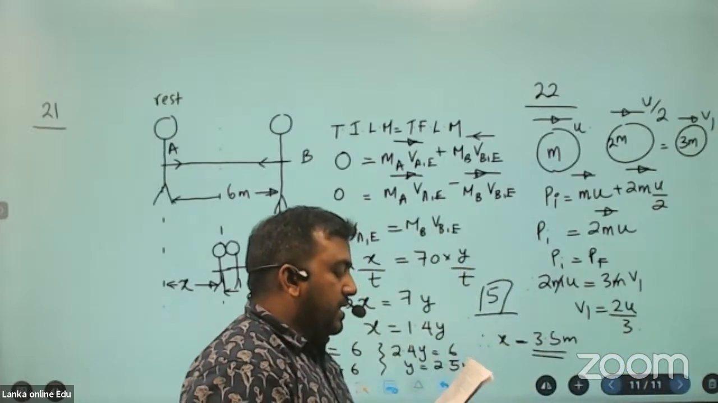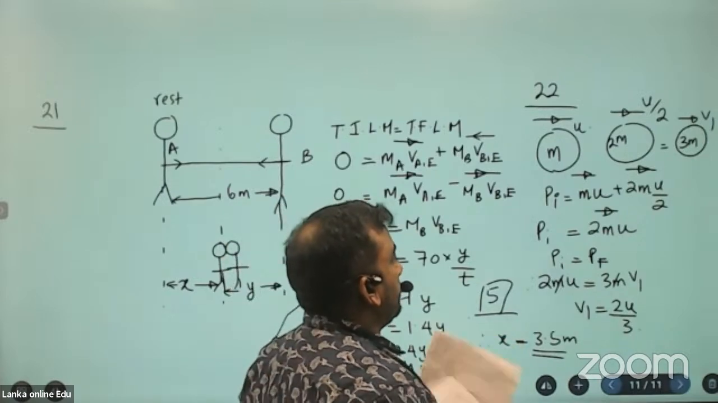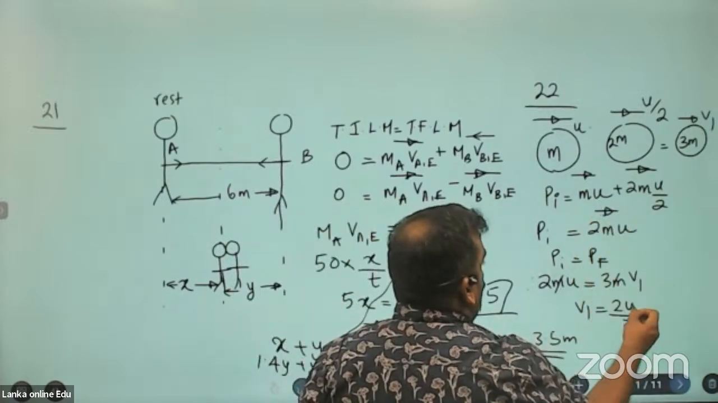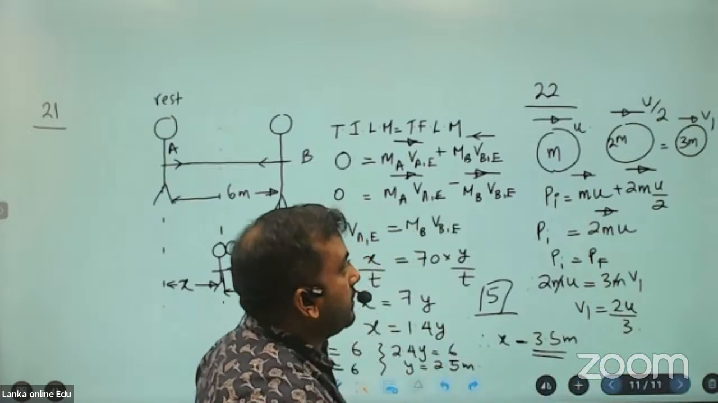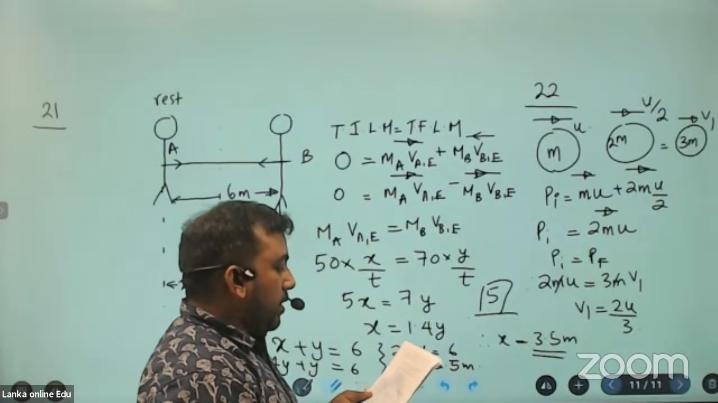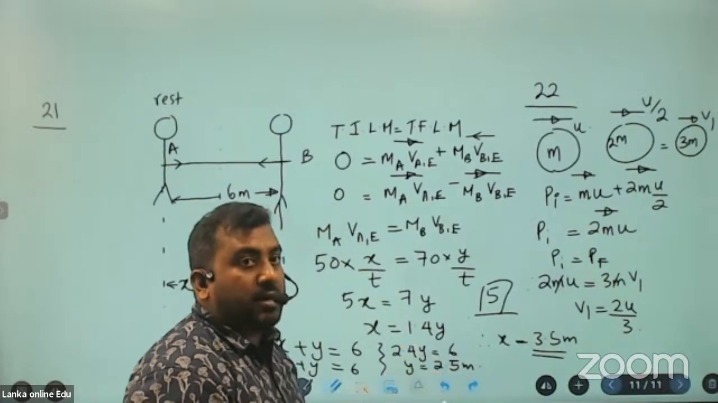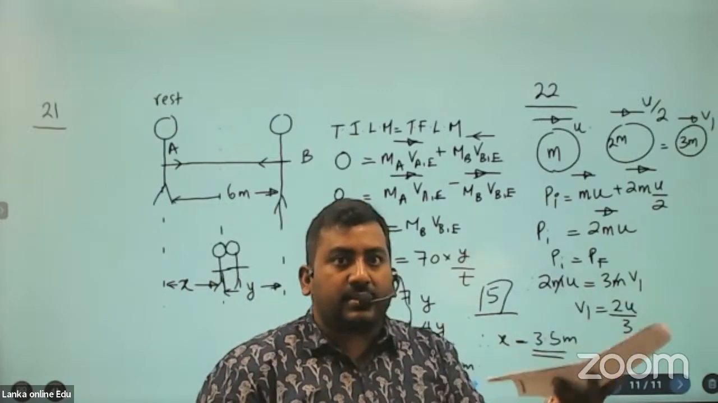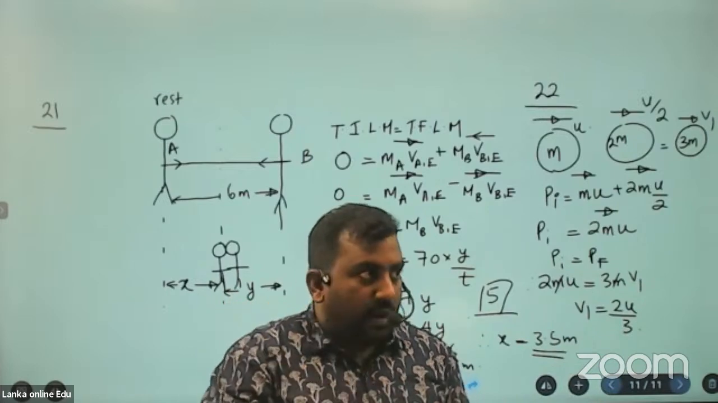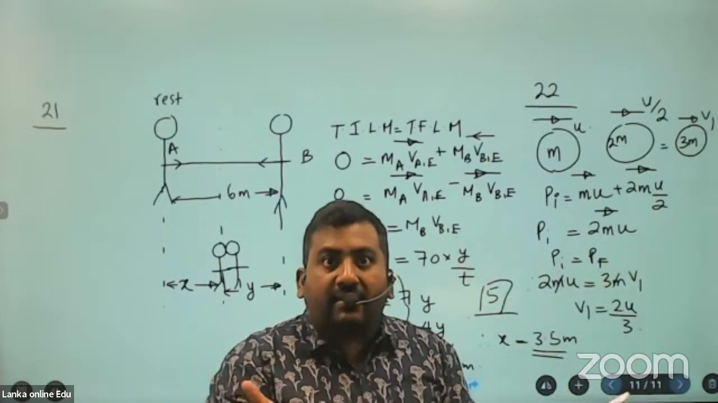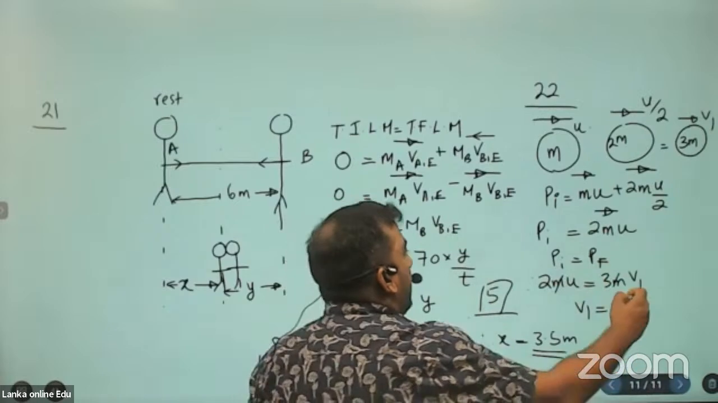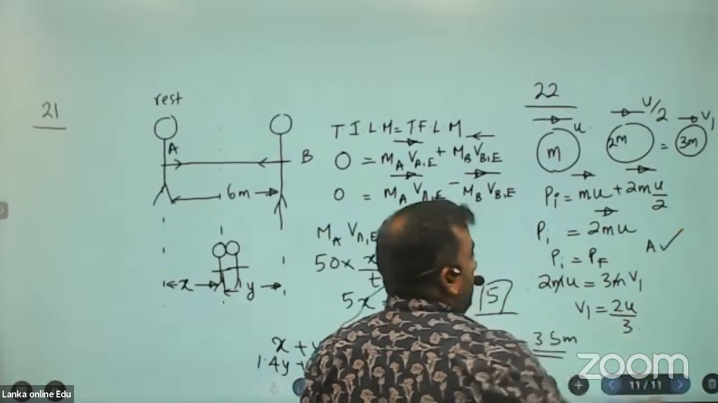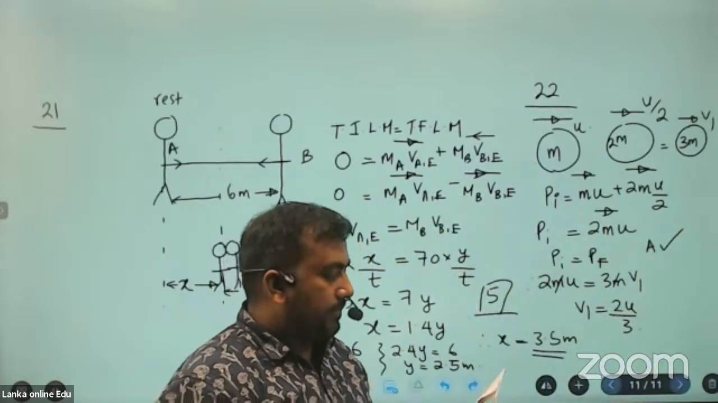Magnitude of the change in momentum of the smaller mass, mu to now 2mu over 3, is equal to the magnitude of the change in momentum of the larger mass. How can the momentums be equal? One is reducing, one is increasing. If the reduced amount and the increased amount are the same, then only they are equal. Statement A is anyway correct.